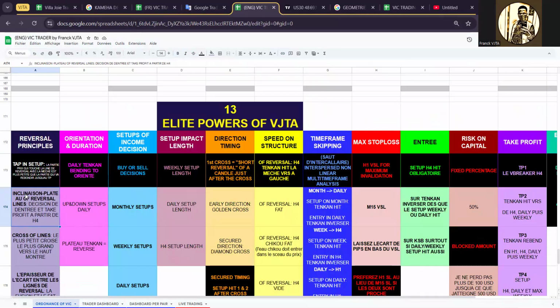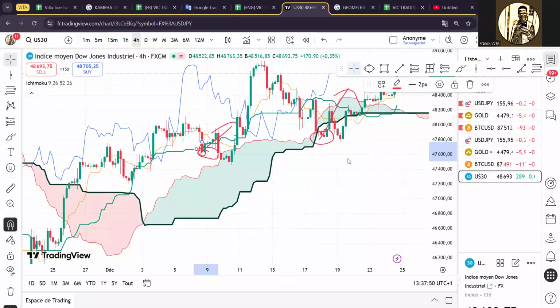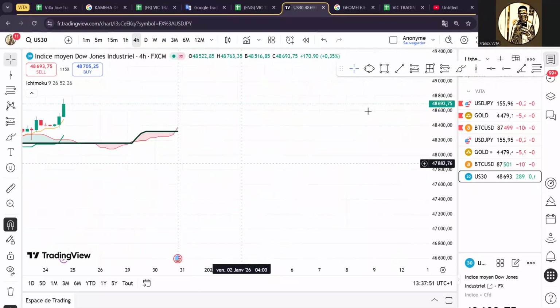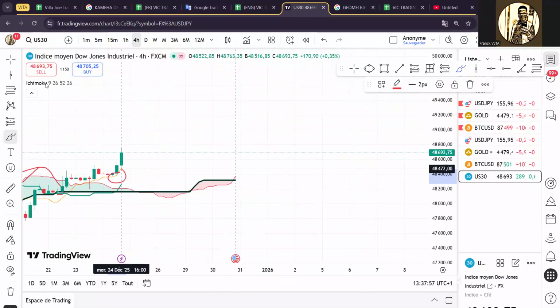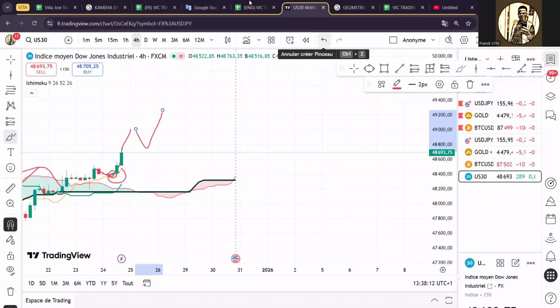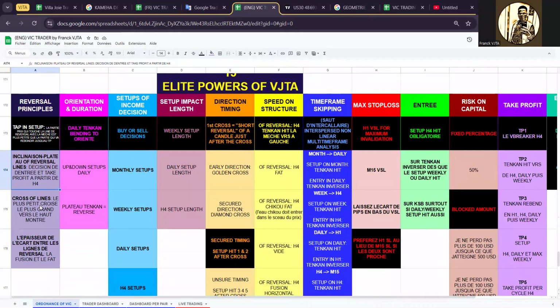Now, inclination. As I told you, each line of Ichimoku here is a reversal line. I call them reversal lines. Ichimoku is a reversal indicator, basically. It just shows you that each time I will be touched, I will make the price reverse. So that's what I'm trying to talk about here.